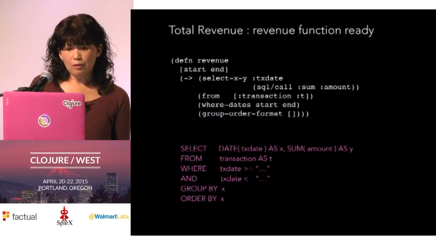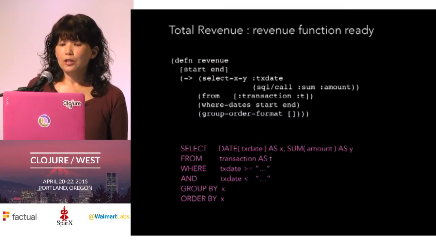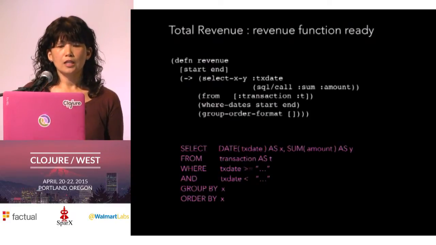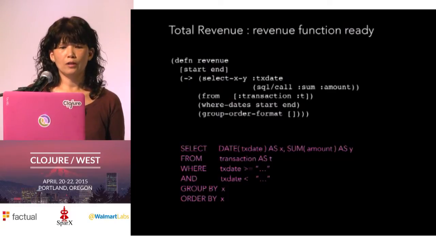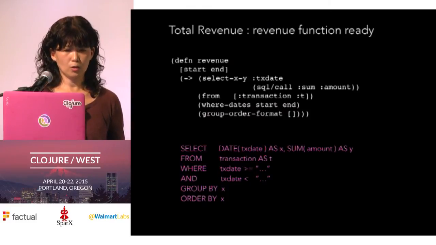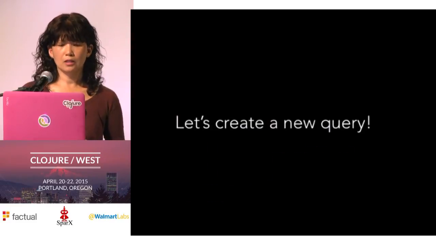And so we finally have our revenue function ready. The function will produce a string: select the date of transaction date as X, sum of amount as Y, from transaction as T, where date is greater than or equal to the start date and the date is less than the end date, grouped by X, ordered by X. Let's create a new query.